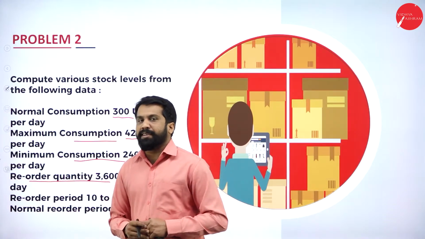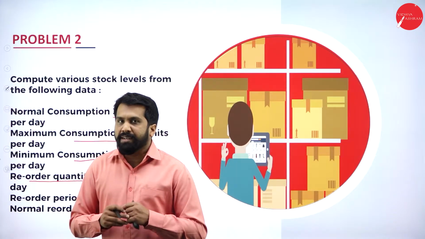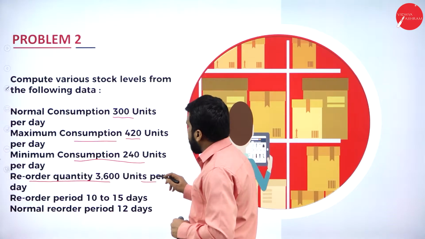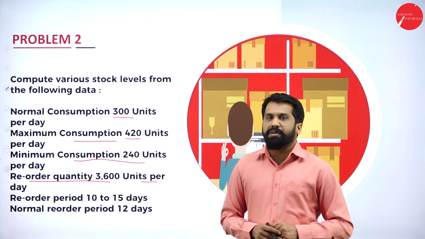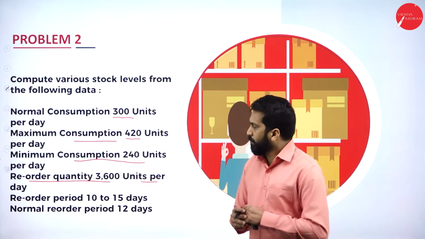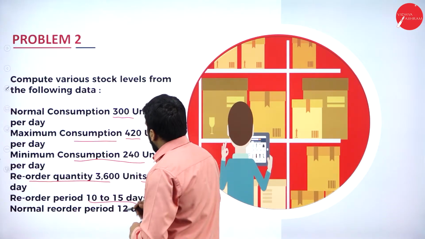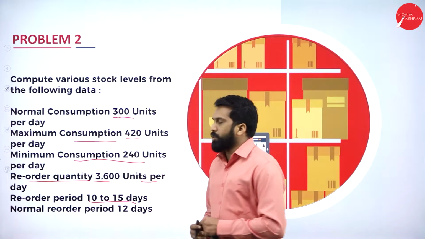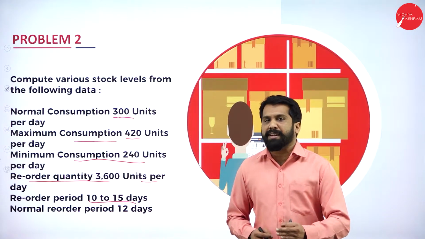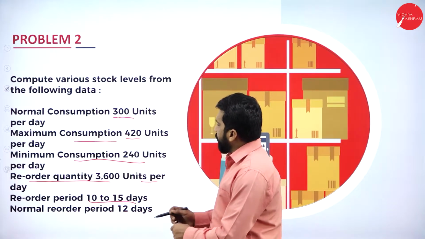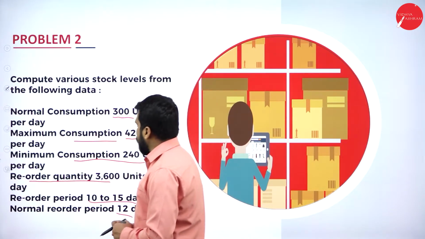Then reorder quantity. So when should they go for reorder? Reorder quantity is 3600 units. And the last one, reorder period 10 to 15 days. Now, once you reorder, minimum day will be 10 days and maximum will be 15 days. At the last, the normal reorder period is 12.